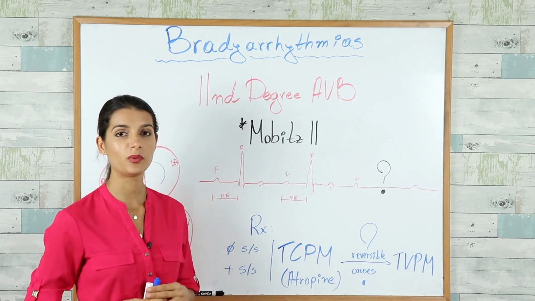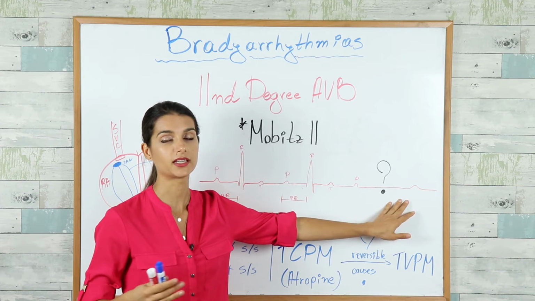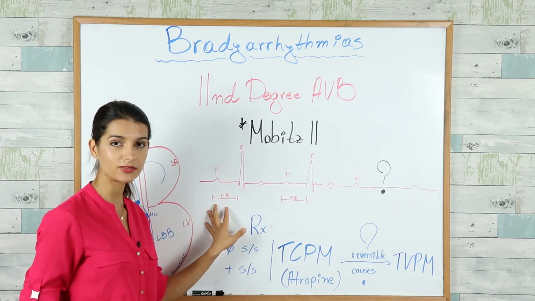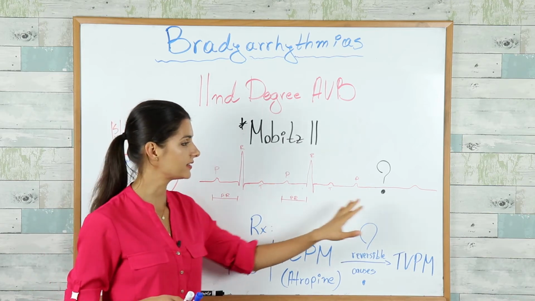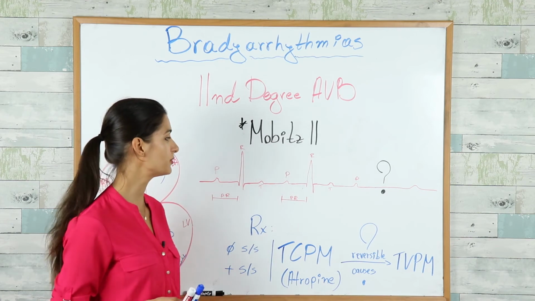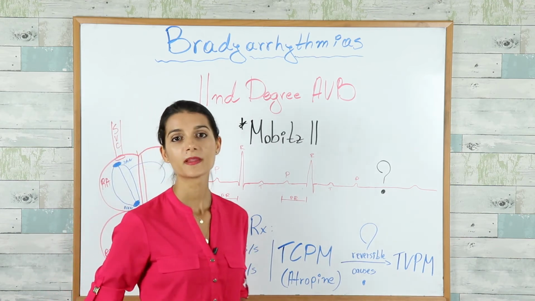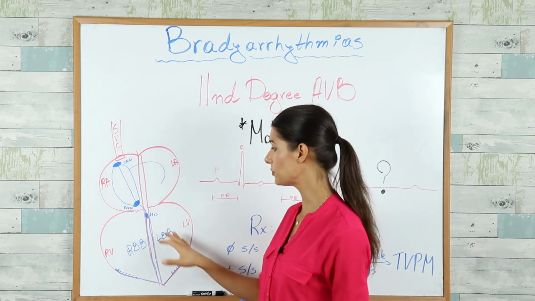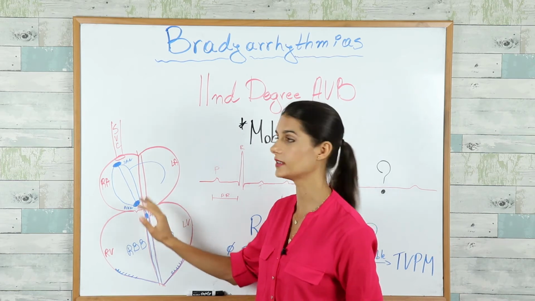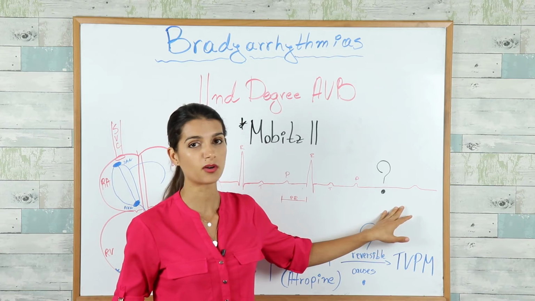In Mobitz 2 AV block, what we're gonna see on EKG is a sudden drop of a beat, or sudden drop of a QRS complex. As you can see here, the PR interval is constant and there is a sudden drop of a beat without any warning whatsoever. You also want to notice the widened QRS complex. So why is this happening? Because there is a problem in the His-Purkinje system here in the ventricles. They suddenly stop conducting the sinoatrial impulse. That's why you're gonna see a sudden drop of the QRS complex.